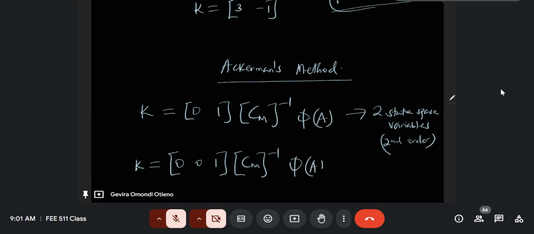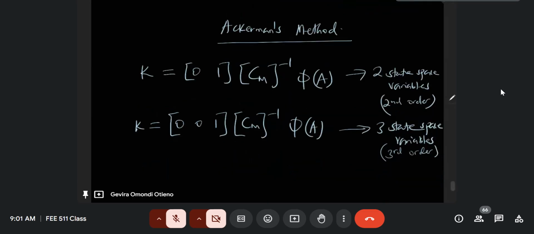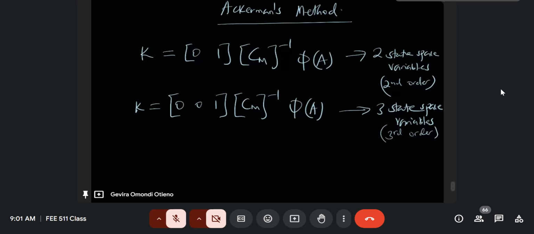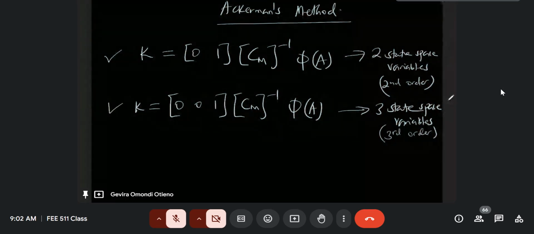Let me actually write phi of A. You can see the matrix A is the one we are using here again. This one is for three state space variables, or what we are calling the third order. So for Ackermann's method, this is how we obtain K: this when we are using a 2 by 2 matrix, and this when we are using a 3 by 3 matrix. Please note that in our case, our example is a 2 by 2 matrix.